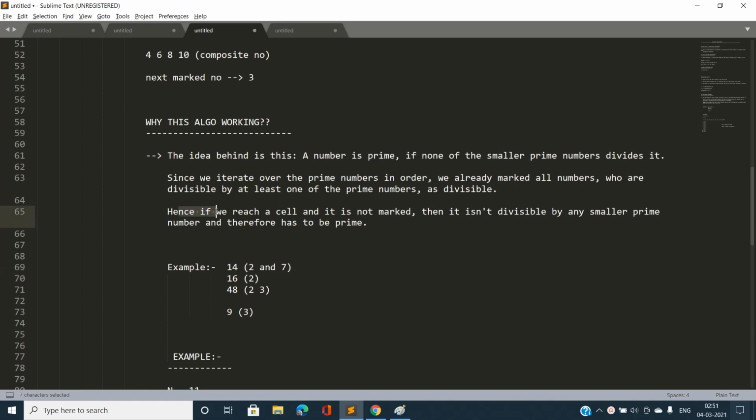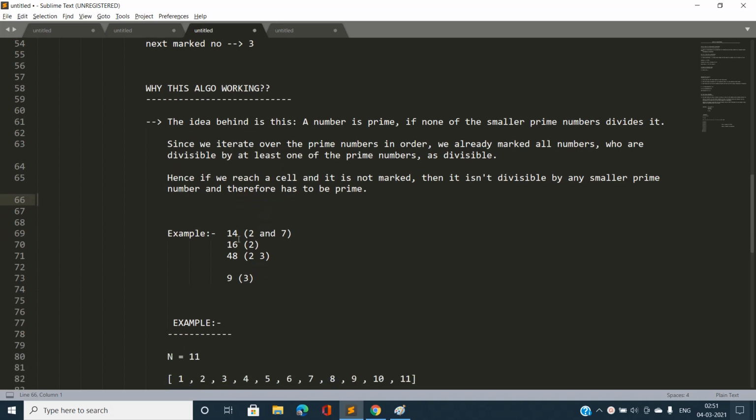Hence, if we reach a cell and it is not marked by any prime number, then it isn't divisible by any smaller prime number and therefore has to be prime. That is 5 and 7: none of the smaller prime numbers divides them. Let's understand this also. Suppose we are at 14. 14 is divisible by 2 and 7, that is, there exists at least one prime number smaller than 14 that divides 14. Similarly, 16 is divisible by at least a single prime number which is less than 16. Similarly 48, and similarly 9.